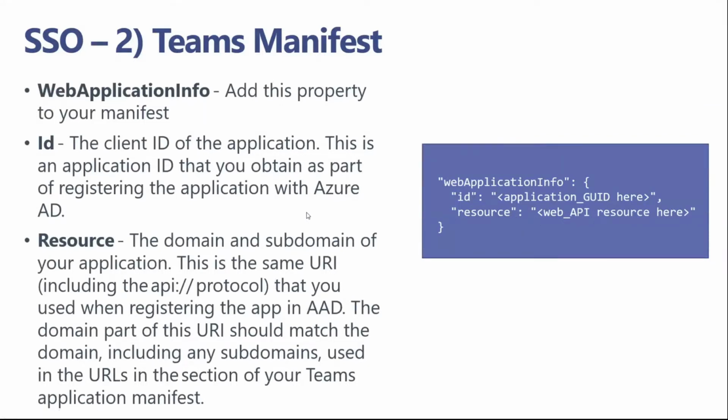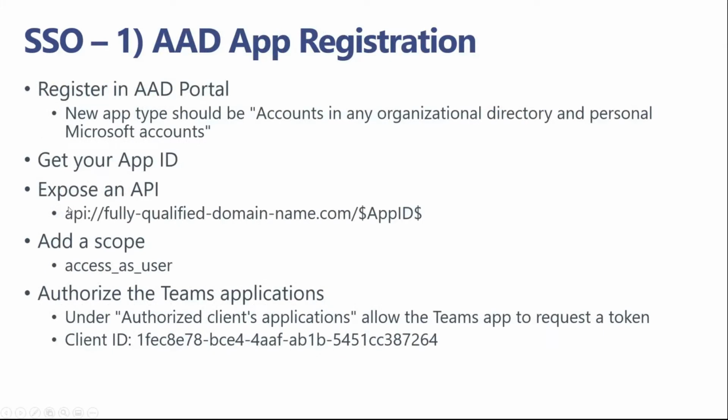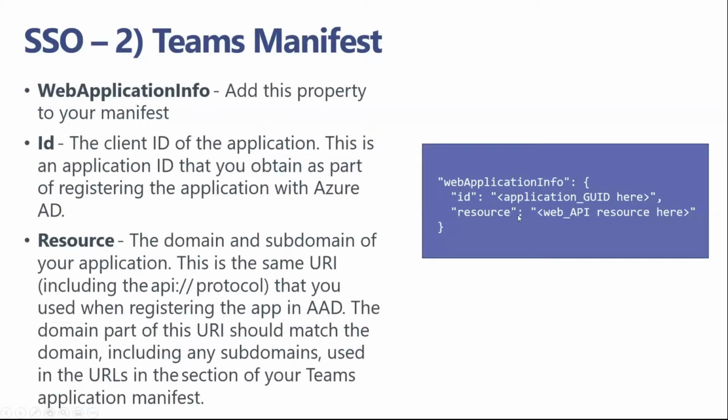And then the second one is going to be the resource. So if I just go back to the previous slide, this whole piece here is going to be your resource. That tells us what resources we're going to be asking permission for, and that has to go here. I'll show you how to do that.